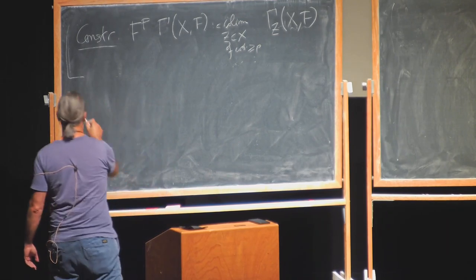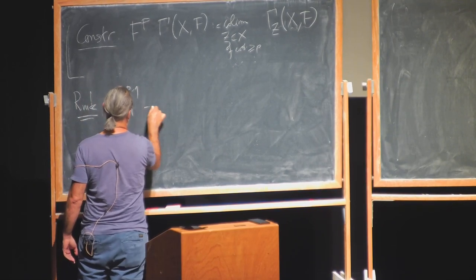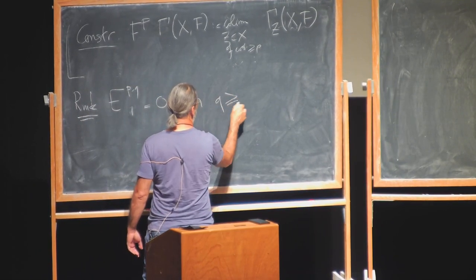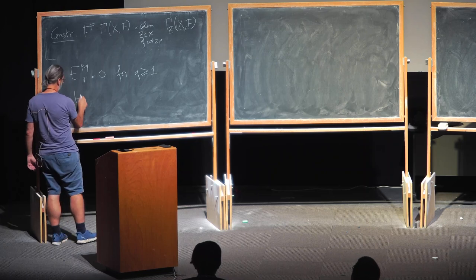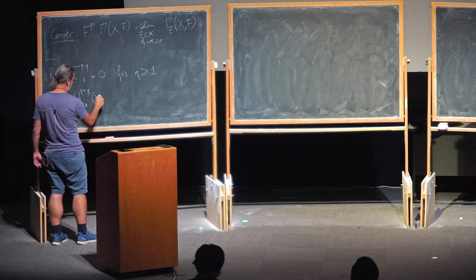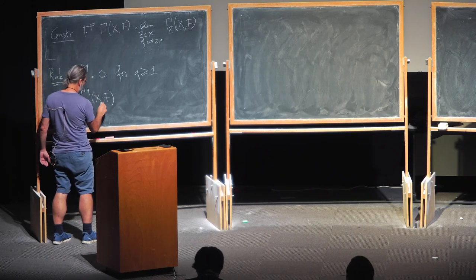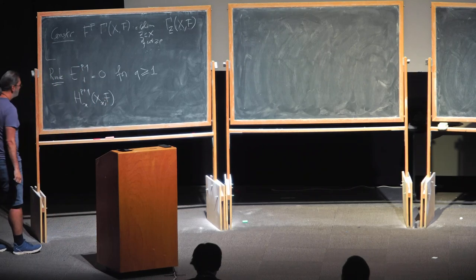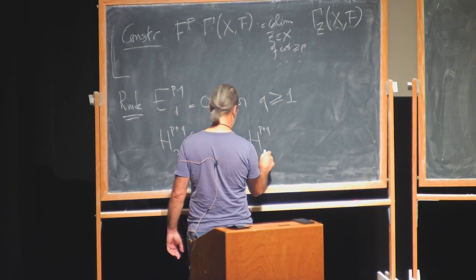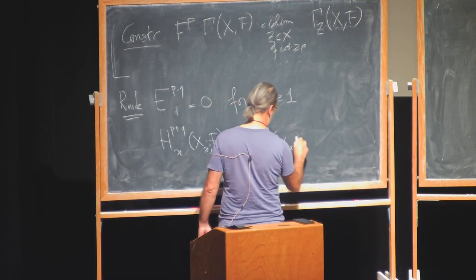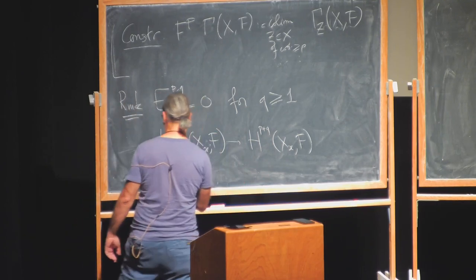Let me make a remark here about the spectral sequence. The E_{p,q} term is zero for q larger than one. So if q is larger than one, it's zero, and why is that? This is because we are looking at local cohomology, but local cohomology, by construction, I can replace X by its localization. By construction, there sits an exact sequence like this.